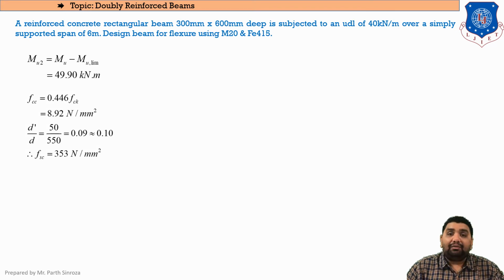And after finding the value of Mu2, we'll be finding the value of fsc and fcc. fcc in every case will be equal to 0.446 fck. fck is given in the question to be 20. So the answer here comes out to be 8.92 Newton per mm square. Then we'll be finding the value of fsc, and to find the value of fsc, you always need to find the ratio of d dash by d. So here the ratio d dash by d comes out to be 0.09. We'll be rounding it off to 0.10, and for the value of 0.10, the fsc value comes out to be 353 Newton per mm square.